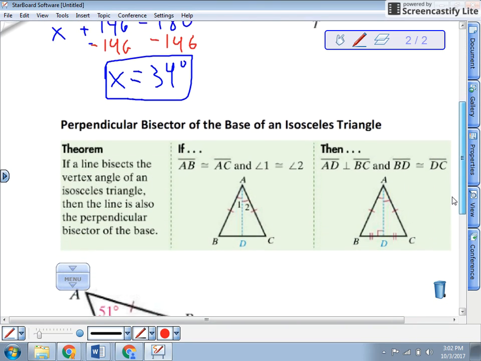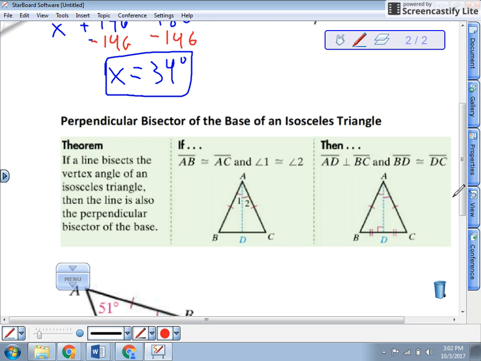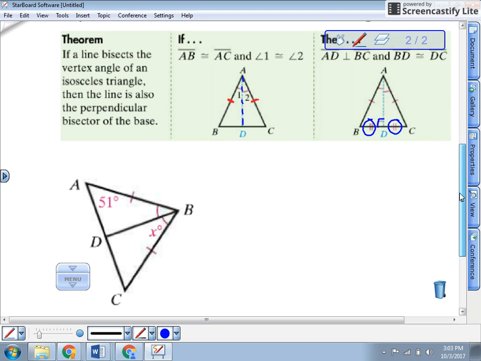Here's the last property, then we'll do one more example. The perpendicular bisector of the base of an isosceles triangle. So if AB is congruent to AC, AB is right here with one tick mark, and there's AC. If those are congruent, and angles 1 and 2 are congruent, that means it's been bisected. There's angles 1 and 2 being bisected by this line right here. Then AD is a perpendicular bisector of BC. So then we know that it forms a right angle, and we know that these two segments right here will also be congruent. So again, an isosceles triangle with a perpendicular bisector. Now we know how that will divide up the triangle into those equal parts.